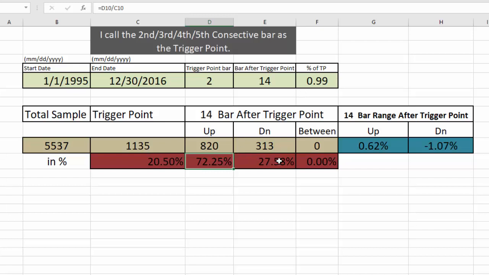So it's going to be above that. I mean, if you sell the out of the money put spread, there's a 72% probability that it's going to stay out of the money in 2 weeks. So I'm using this bar after.